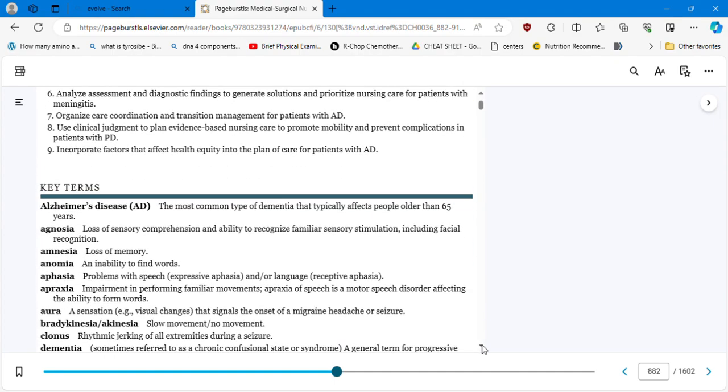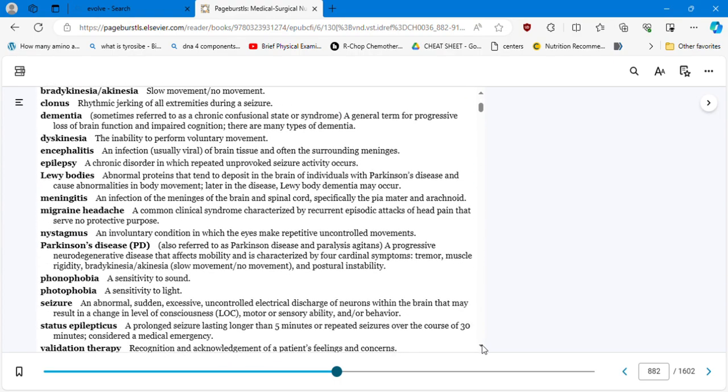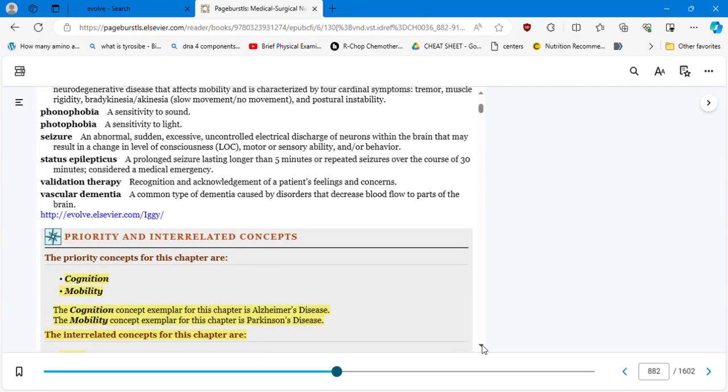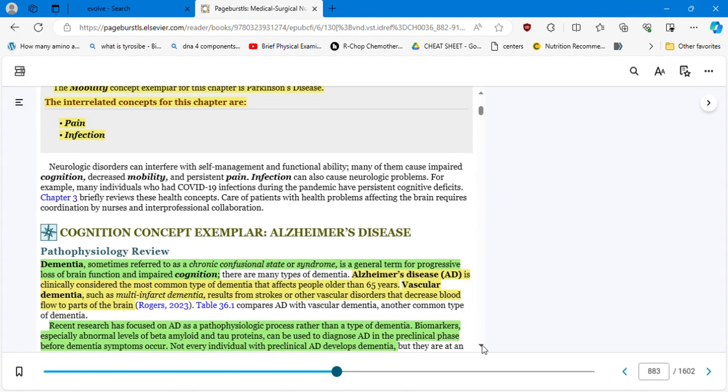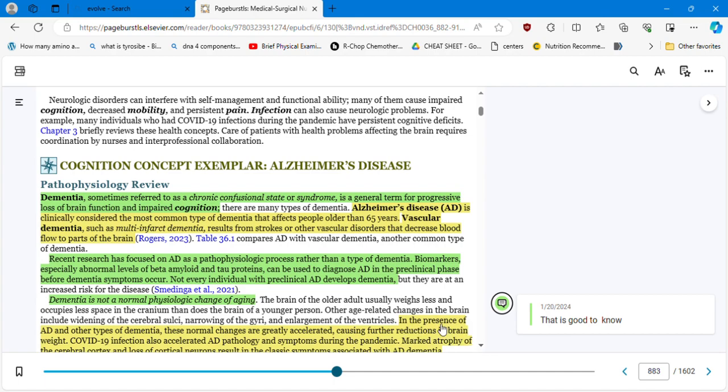Okay, so the most important concepts for this chapter are going to be cognition and mobility, and the interrelated concepts for this chapter are pain and infection. So dementia and Alzheimer disease is the first one that we are going to review in this chapter.